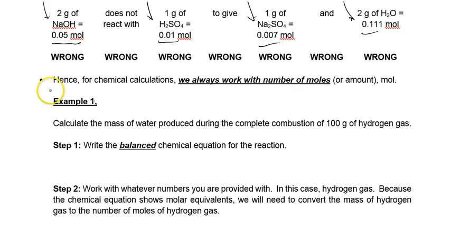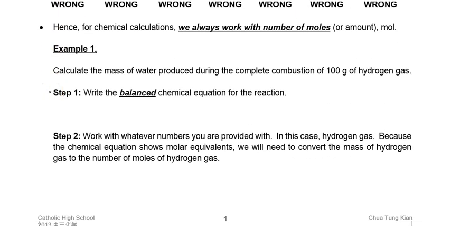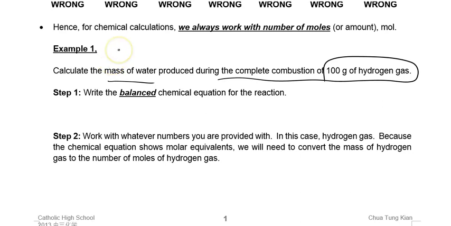So let's take a look at example number 1 here. We must calculate the mass of water produced during the complete combustion of 100 grams of hydrogen gas. So what is the balanced equation for the reaction? We need to know the balanced equation first in order for us to calculate what is the mass of water produced. So let's write out the balanced equation first. H2 plus O2 gives us H2O. Balance.